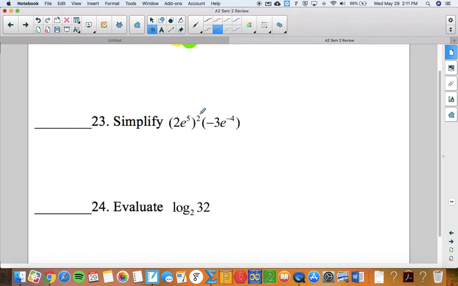Simplify. Now here, folks, before we do anything else, we should sprinkle this power of 2 into the parentheses. So that gives us 2 to the power of 2, which is 4. e to the 10, when we're multiplying, I'm going to show you this. I was going to do it earlier.